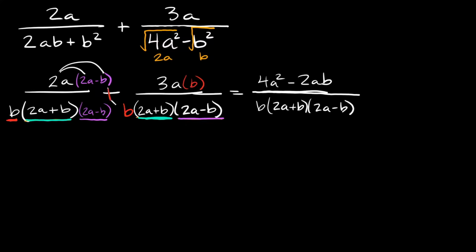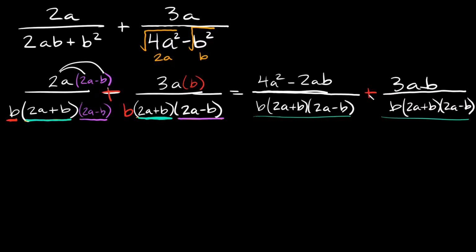And now we're adding it to this fraction right here. So on top we have 3a times b, which is just 3ab. So we can write it like that, 3ab. And then on the bottom, we have all the same denominators now, so b times 2a plus b and 2a minus b. Okay, cool. Now that we have the exact same denominators, we can add these just straight across. So then this whole thing is going to be equal to, again, let's just fill in our denominator since we know what that is.